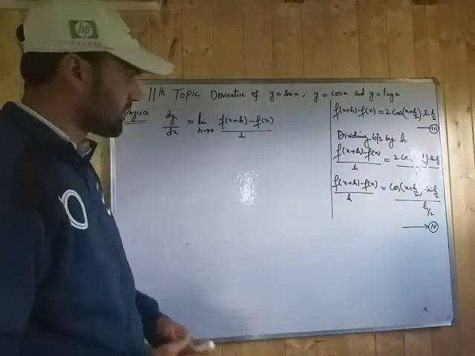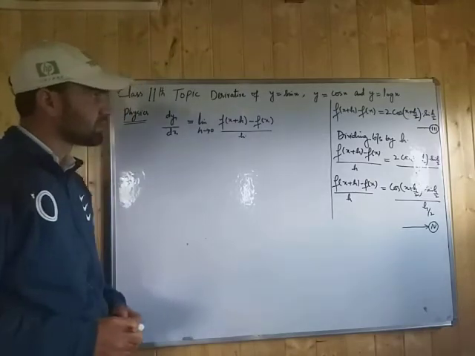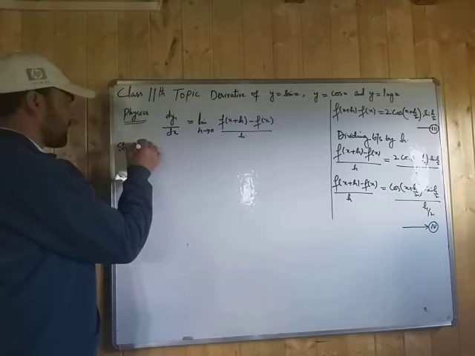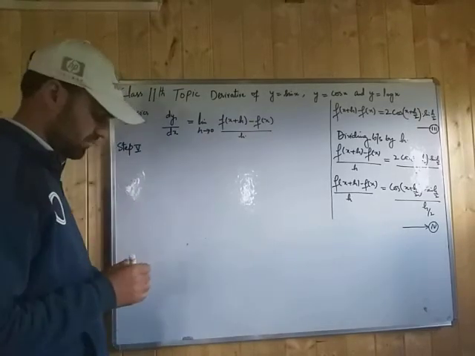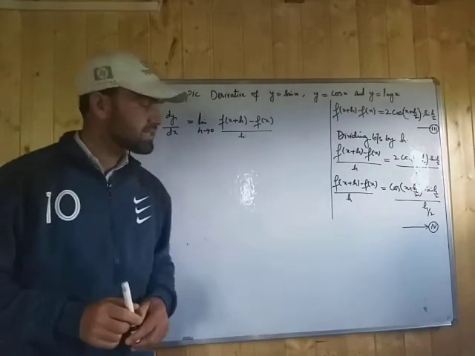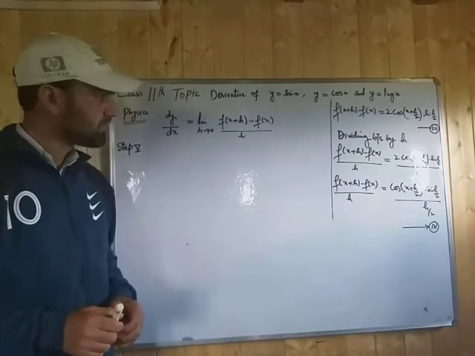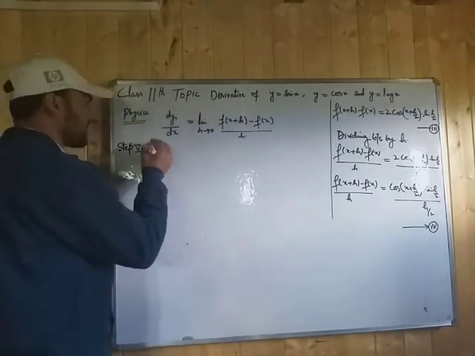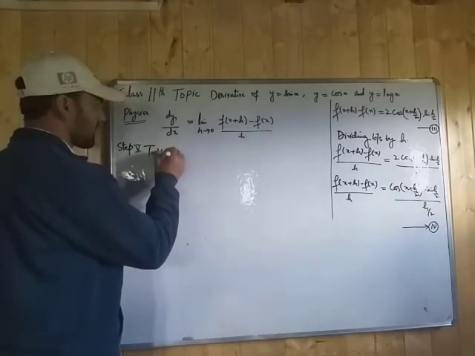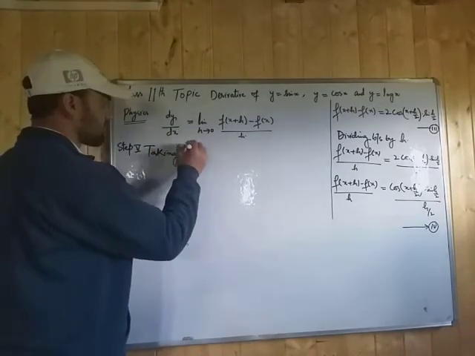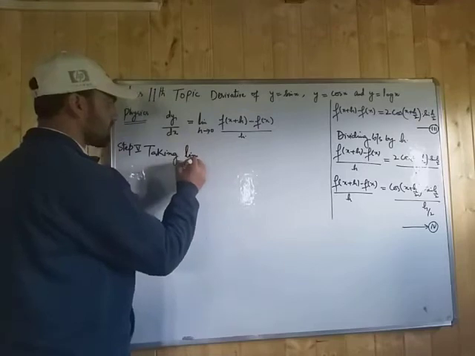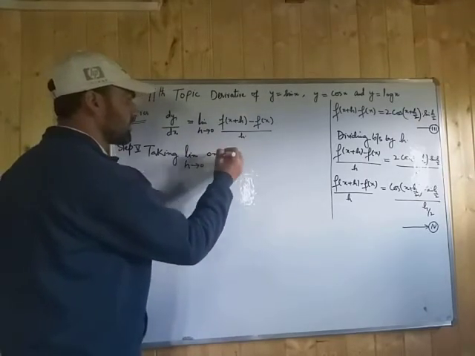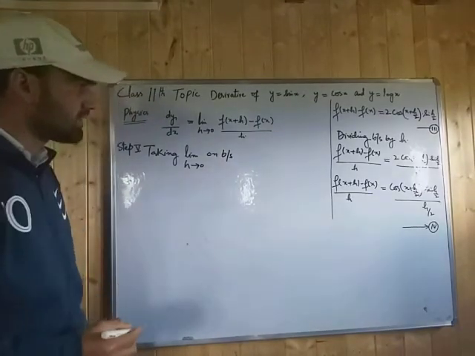Equation fourth. Now step fifth, the last step. Taking limits as h approaches 0 on both sides. So we'll apply the limit on both sides.